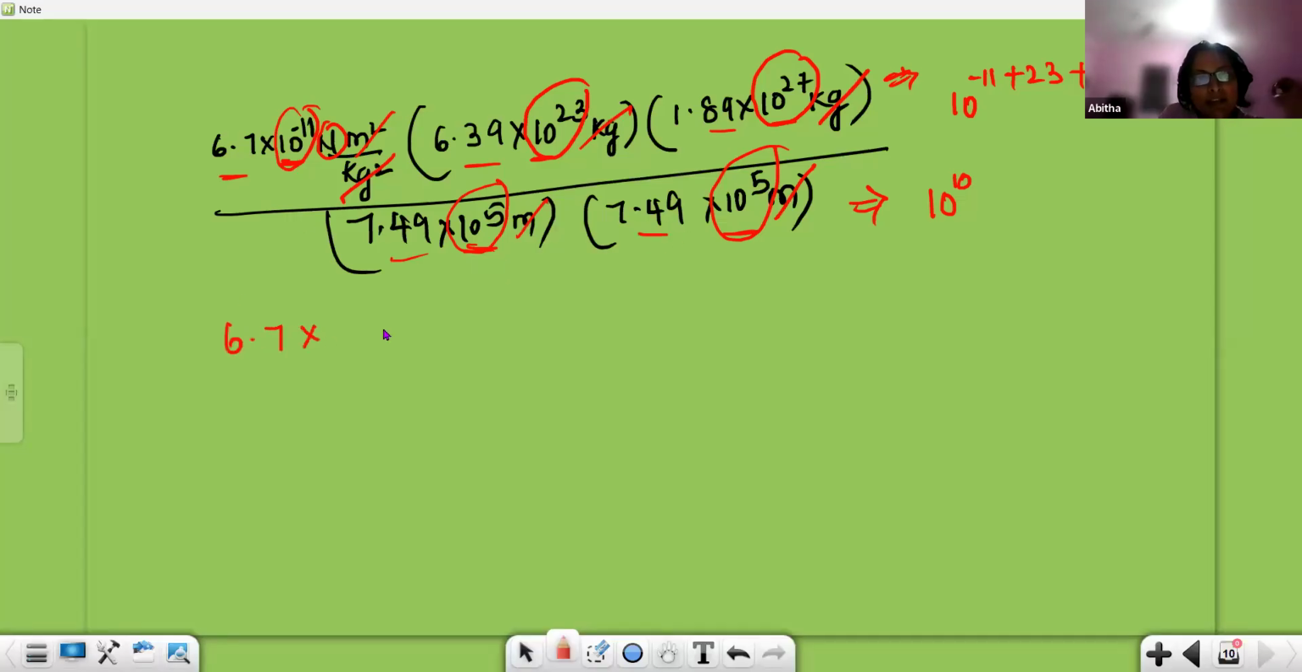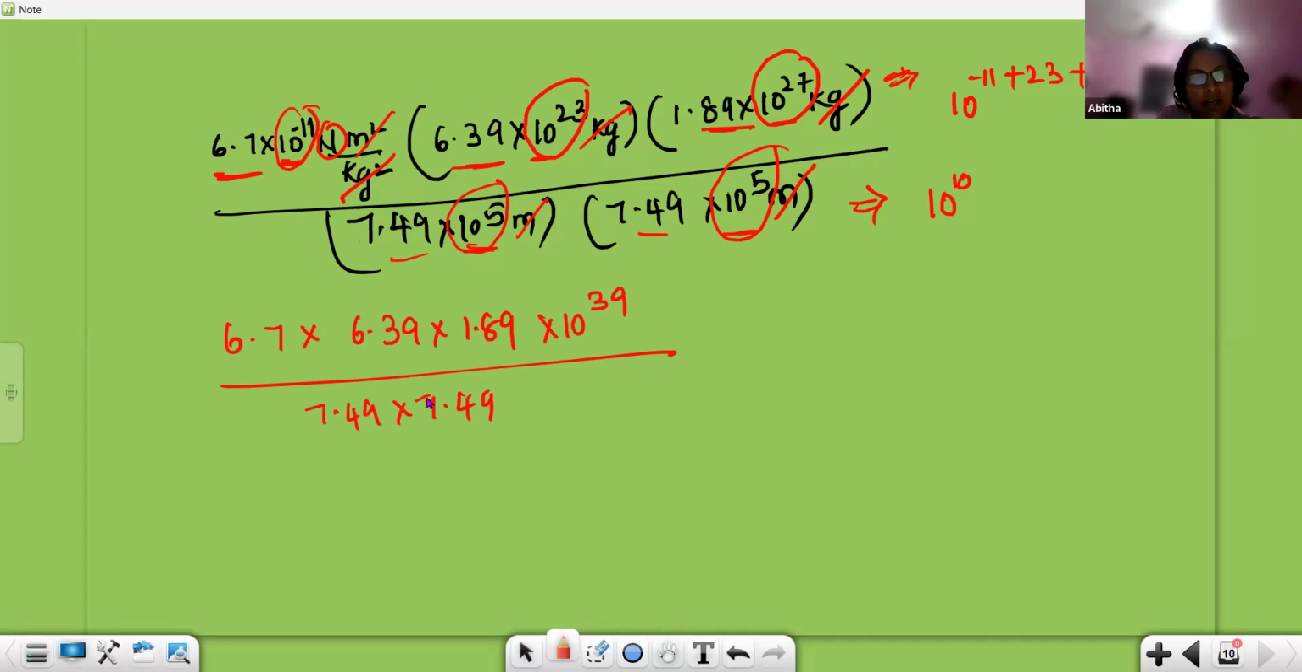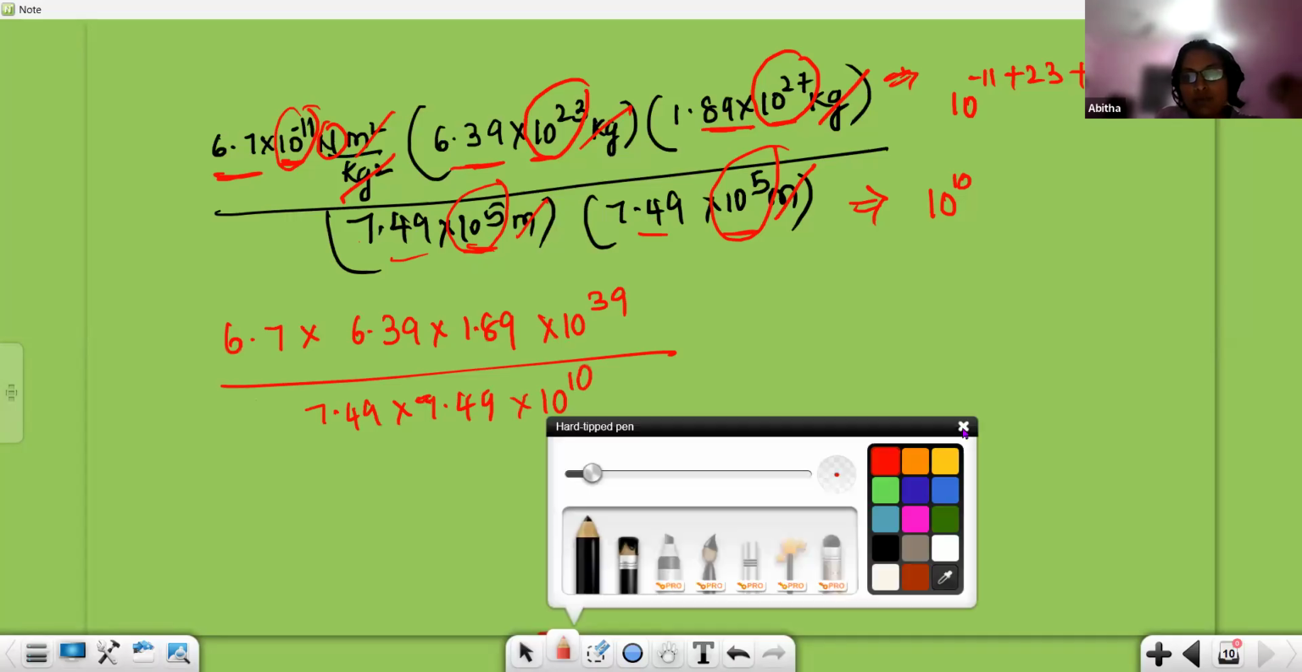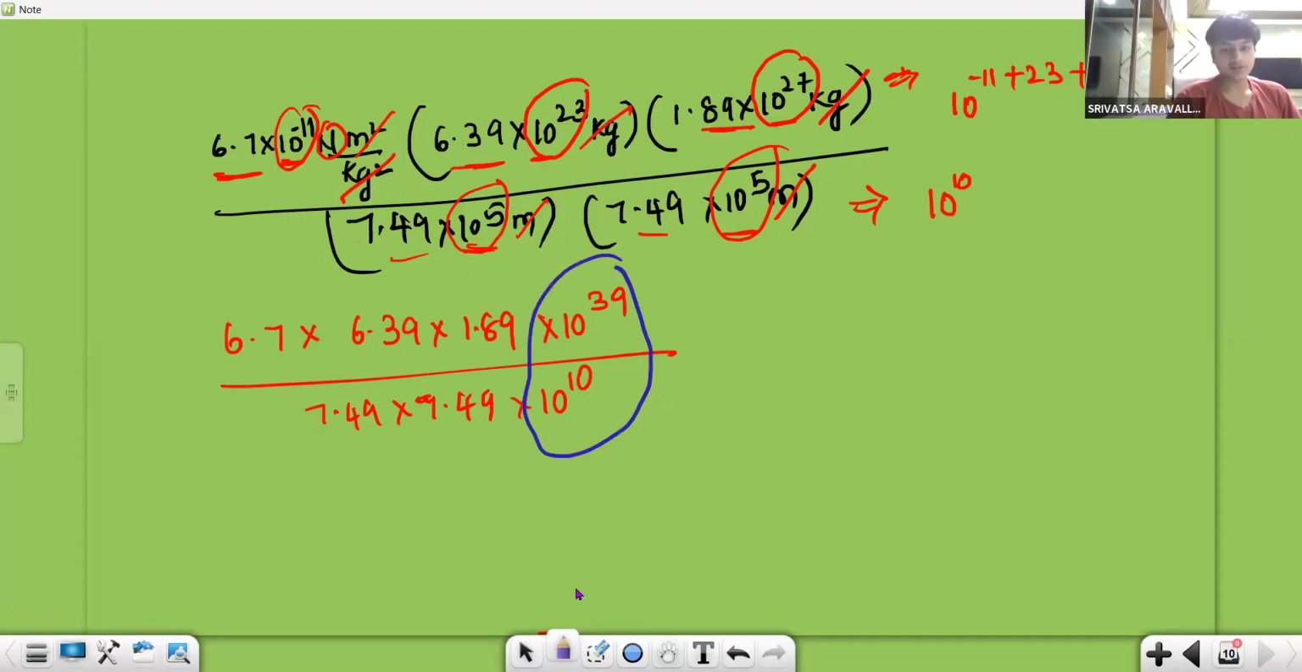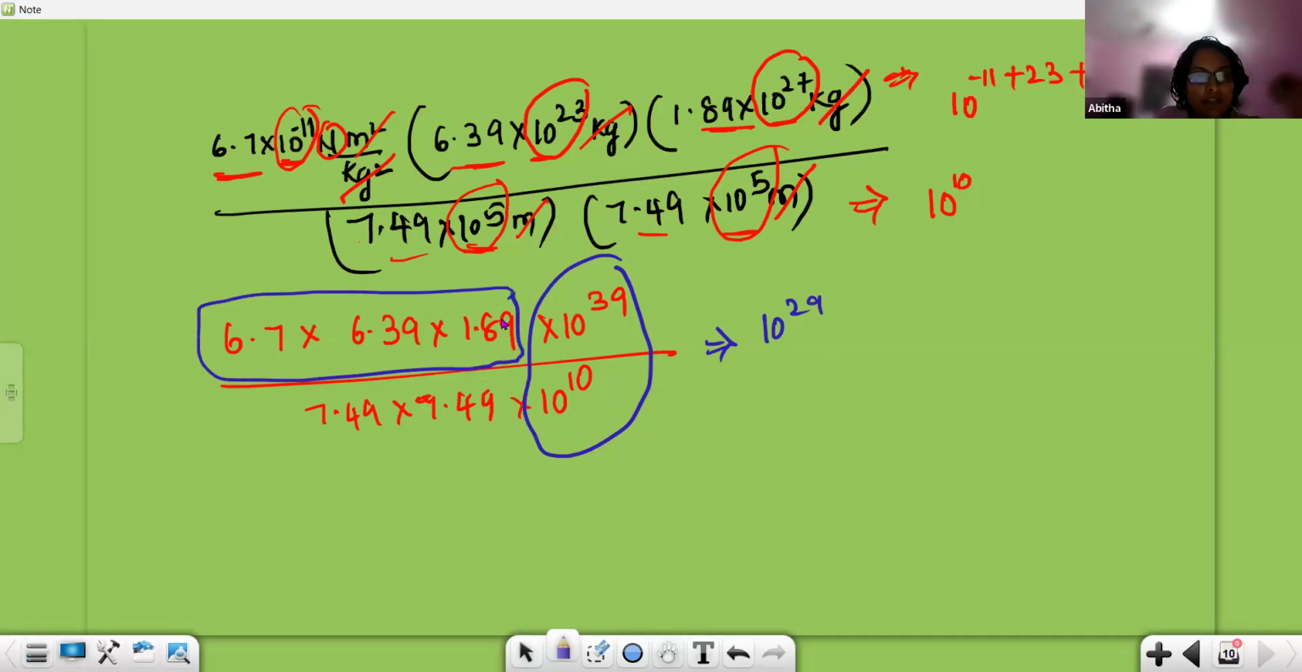Like 6.7 into 6.39 into 1.89. These are already there. I'm using the same. And the 10 powers totally give me 10 power 39. I have 7.49 into 7.49 in the denominator, and I got 10 power 10. Now tell me the calculation of these two, Srivatsa. Now it will be a minus. Very good. So this power is 29. You do multiplication of this and multiplication of this and then you divide it.